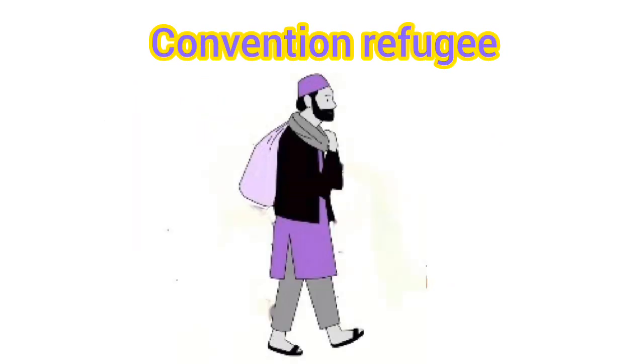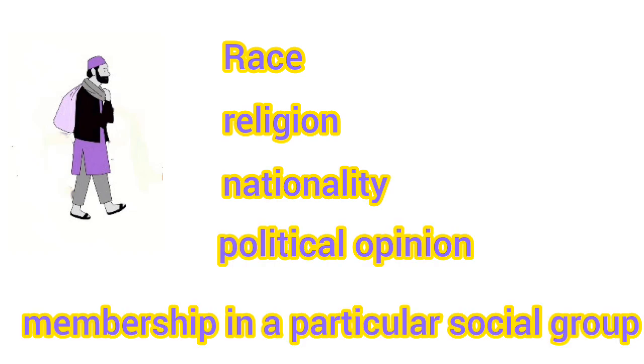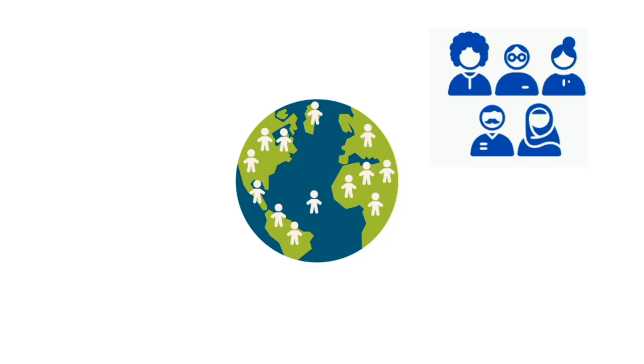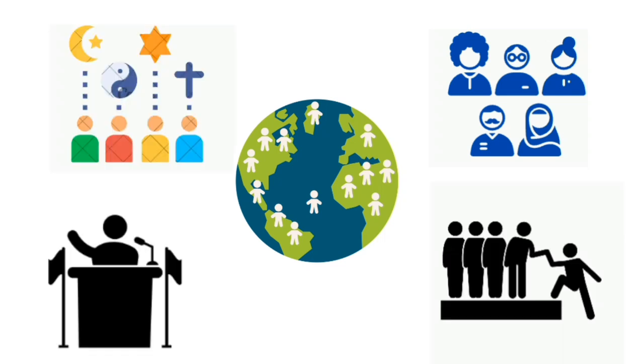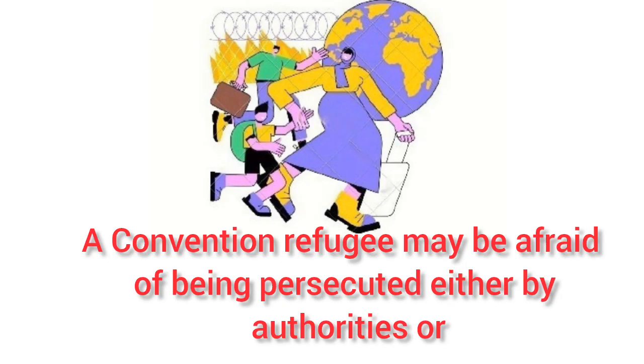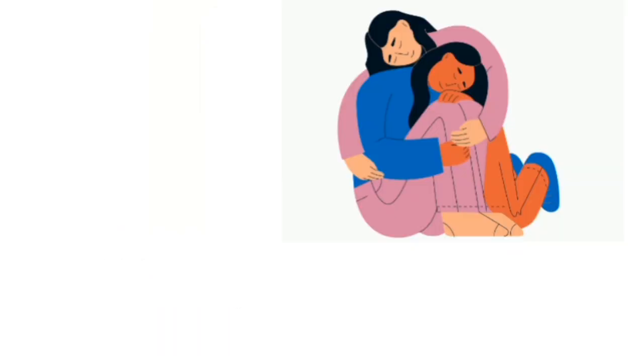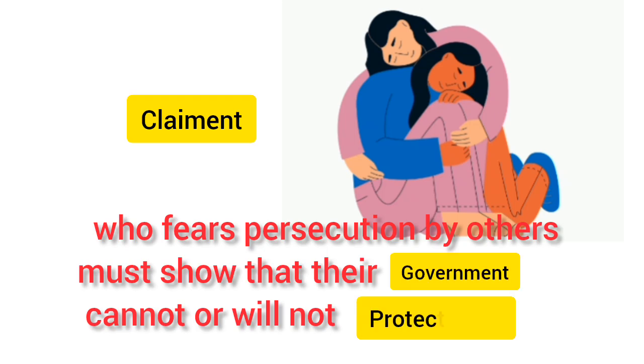A convention refugee must show a well-founded fear of being persecuted based on at least one of these things: race, religion, nationality, political opinion, membership in a particular social group. For example, someone might belong to a social group based on their gender, sexual orientation, or relationship to a family member who is politically active. A convention refugee may be afraid of being persecuted either by government authorities or others. A claimant who fears persecution by others must show that their government cannot or will not protect them.